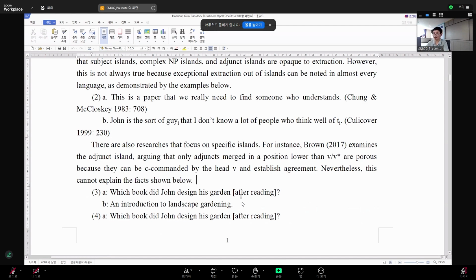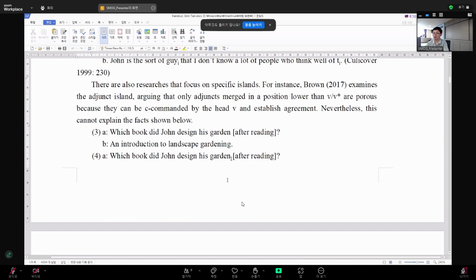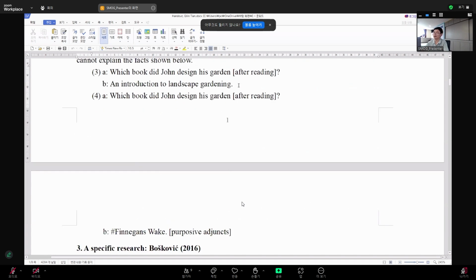As you can see, different answers to the question can affect the acceptability of the question. So it appears that context or pragmatic information can affect the acceptability of extraction out of the adjunct island.